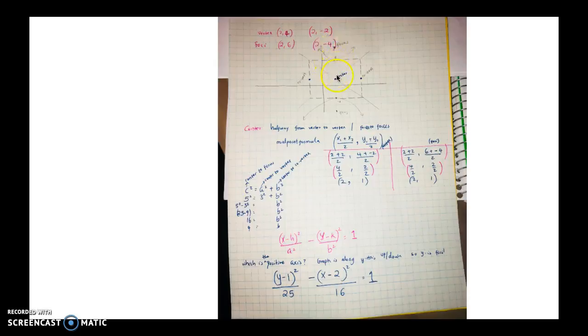Wait, is that a 6? Let me count that right. So, center to the focus: 1, 2, 3, 4, 5. That's 5. So 5 squared will give me c squared, which is 25.